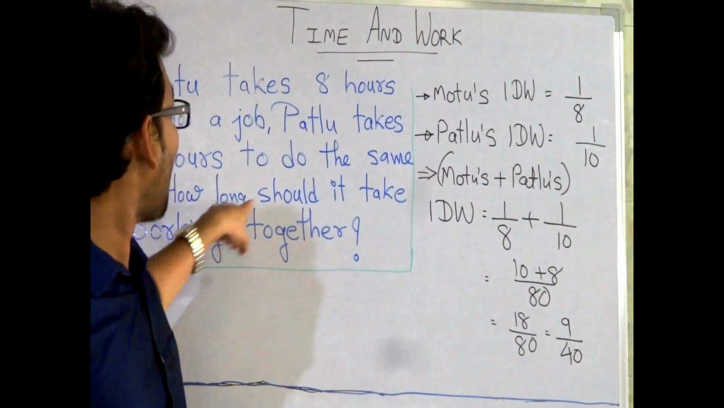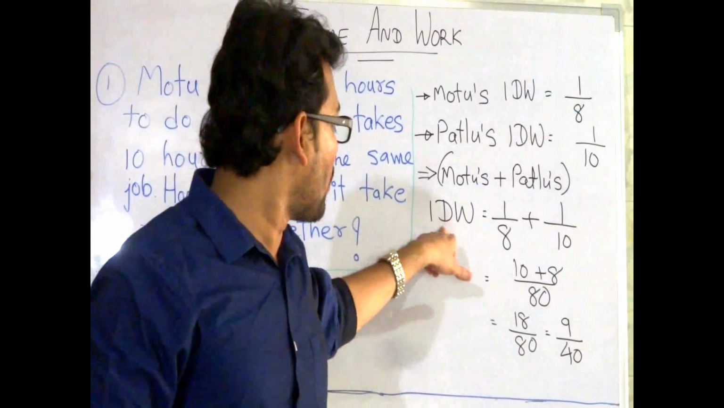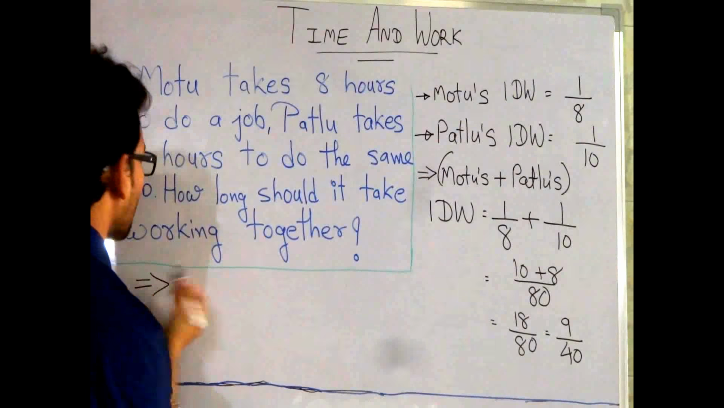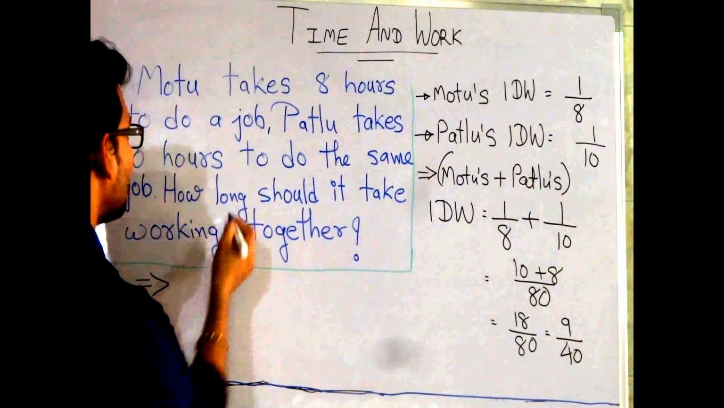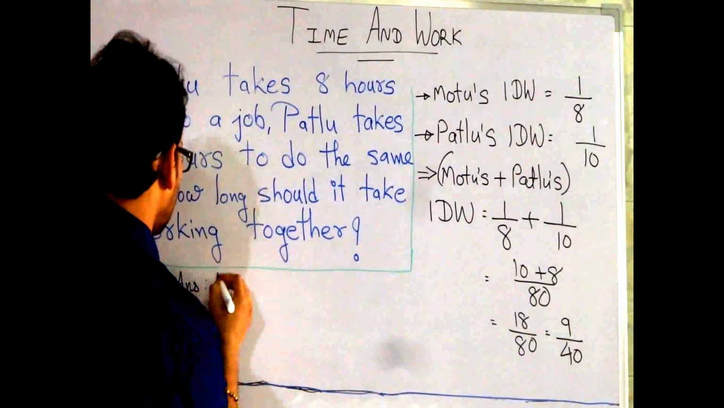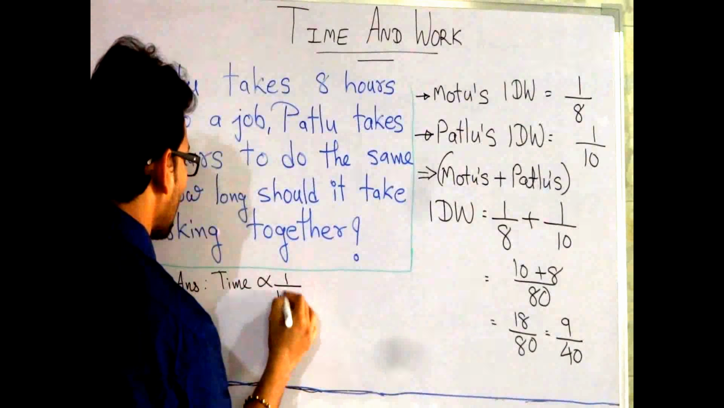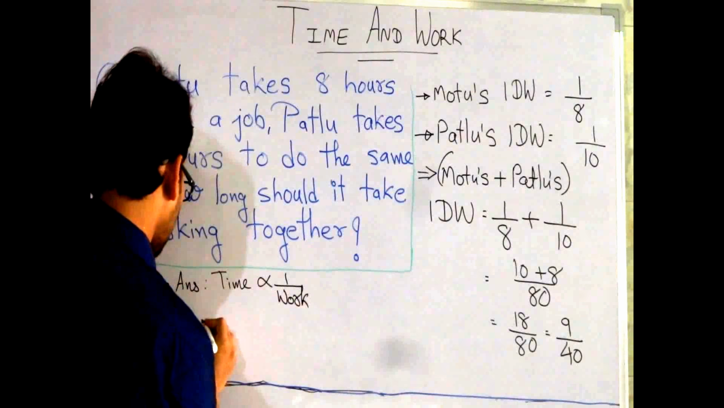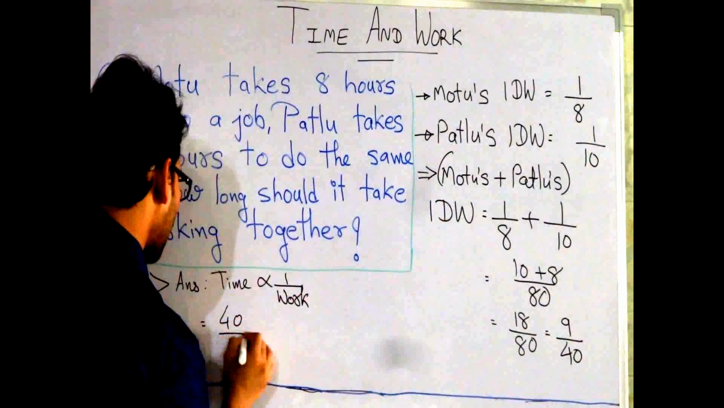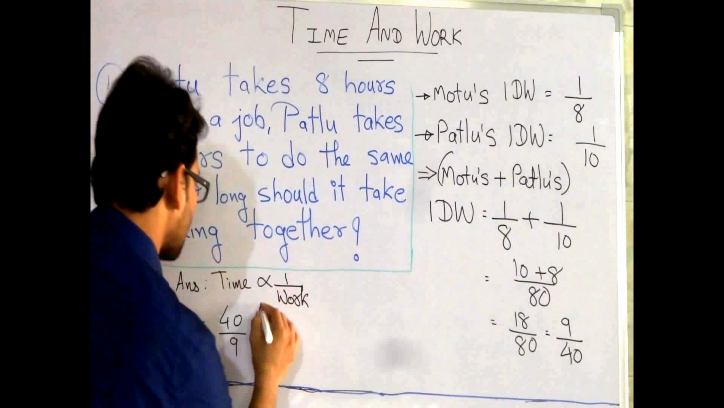We want time. How long should it take? We want time. So time is inversely proportional to work. So 1 day work is equal to this. So time is what? Inversely proportional. So the answer is 40 by 9. Time is inversely proportional to work. So 9 by 40, so 40 by 9. So this is the answer. 40 by 9 what? Hours.